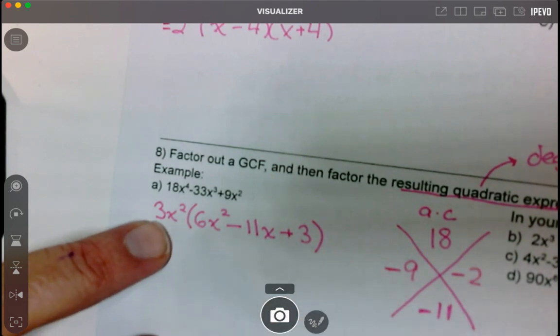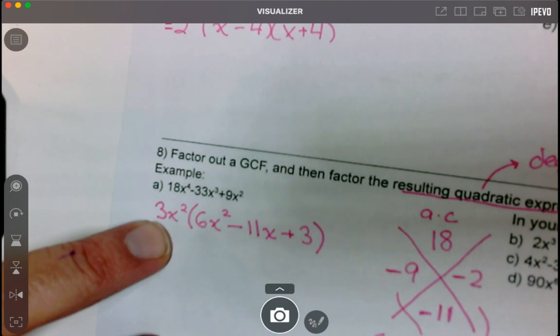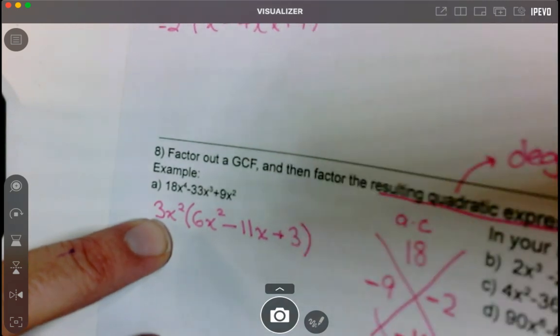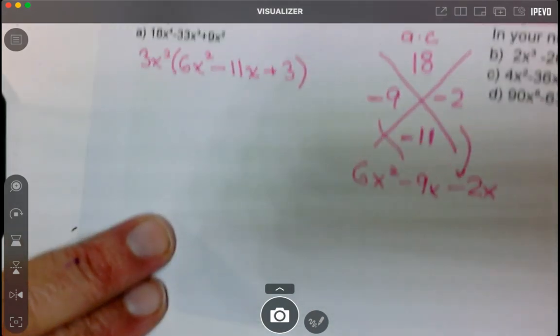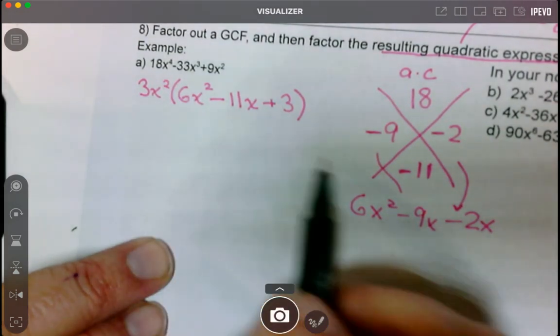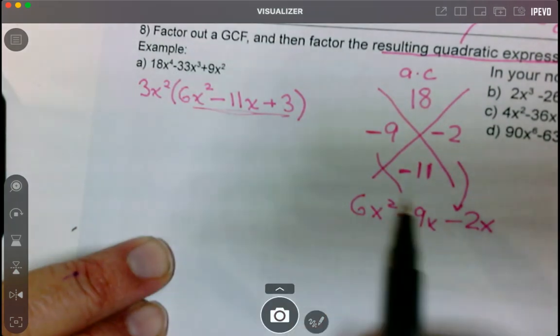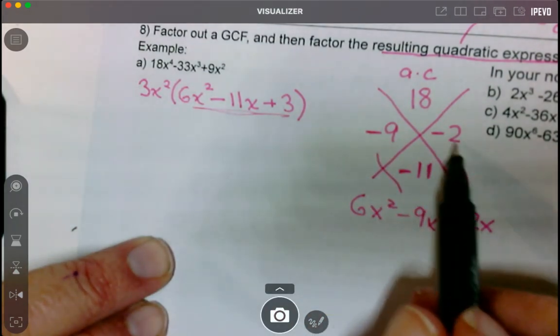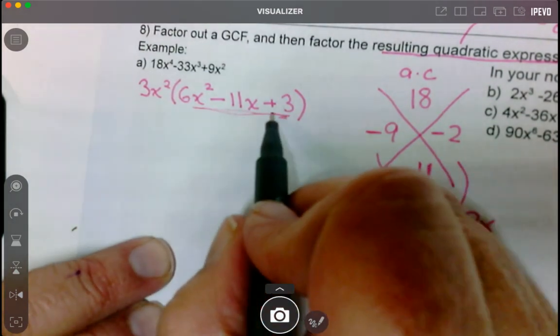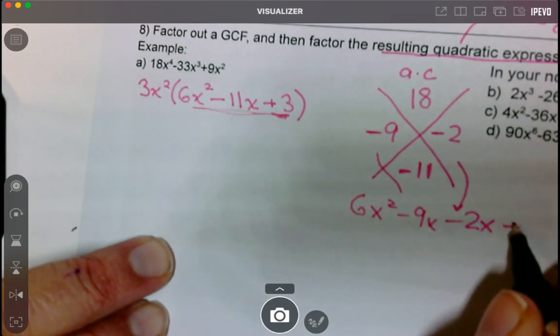Now I'm on that bring down step. So I have 6x squared. Then I bring down negative 9x. I bring down negative 2x. I'm so sorry, I covered that up. The bring down step: I bring down 6x squared. Notice I'm using this one now, I'm not looking at the beginning. Bring down negative 9x, bring down negative 2x, and then I've got to bring down plus 3.